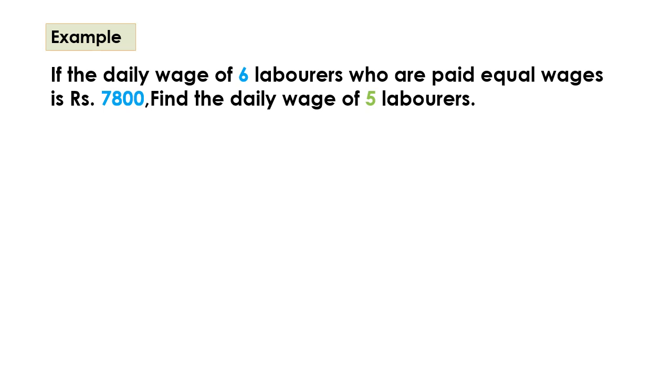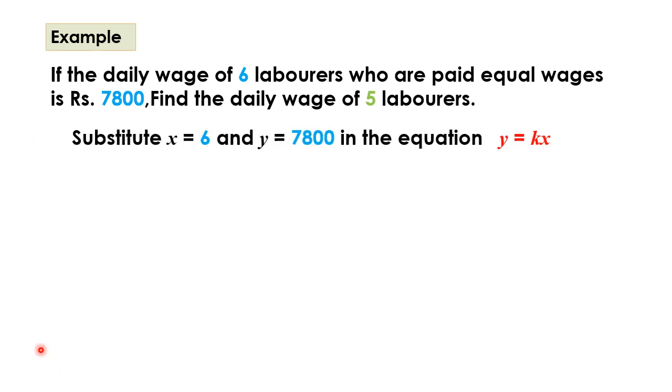If the daily wage of 6 laborers who are paid equal wages is rupees 7,800, find the daily wage of 5 laborers. So here, the first set of data, 6 laborers paid 7,800 rupees. And the question is, for 5 laborers, how much is the wage? So let's substitute x equal 6 and y equal 7,800 in the algebraic method equation y equal kx.